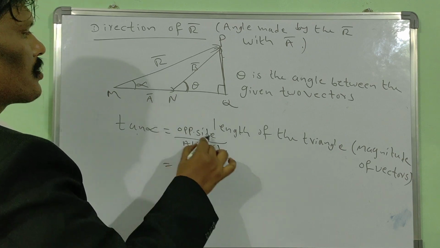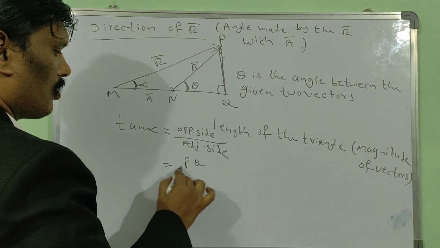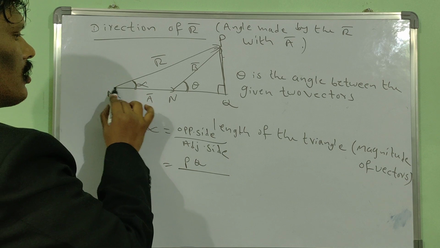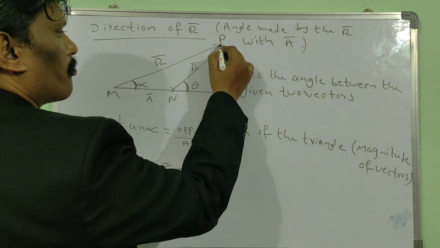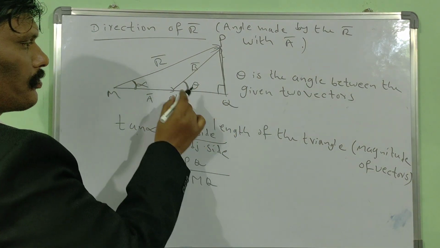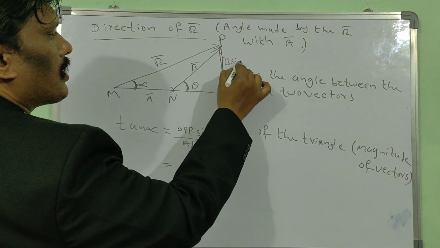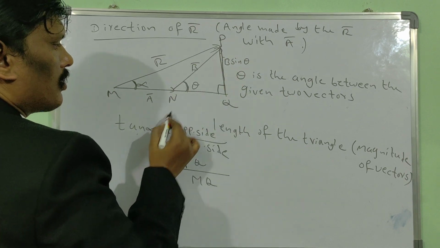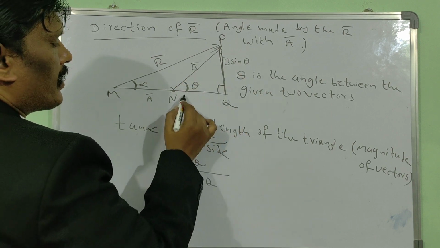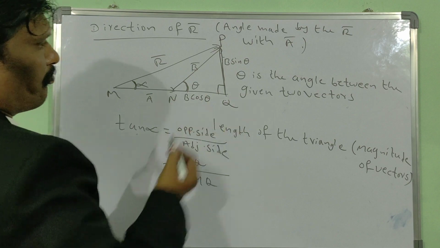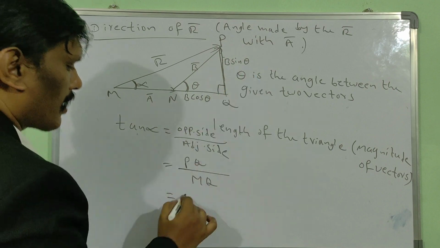What is the opposite side for alpha? PQ. What is the adjacent side for alpha? MQ. Already we discussed PQ: this is theta. The opposite side is B sin theta, because this is the hypotenuse and this is the adjacent side to theta. Opposite side is hypotenuse into sin theta, adjacent side is hypotenuse into cos theta. So the opposite side PQ is B sin theta.